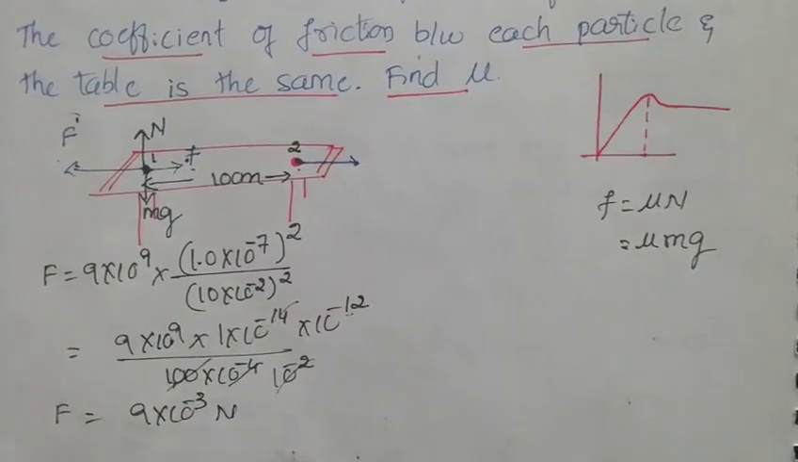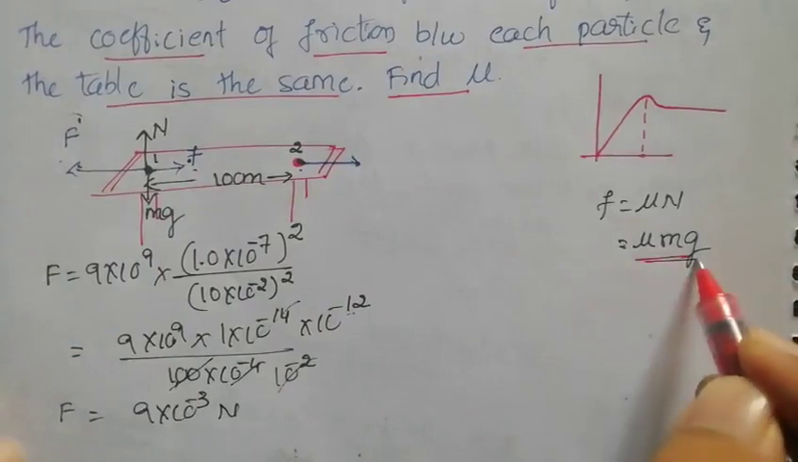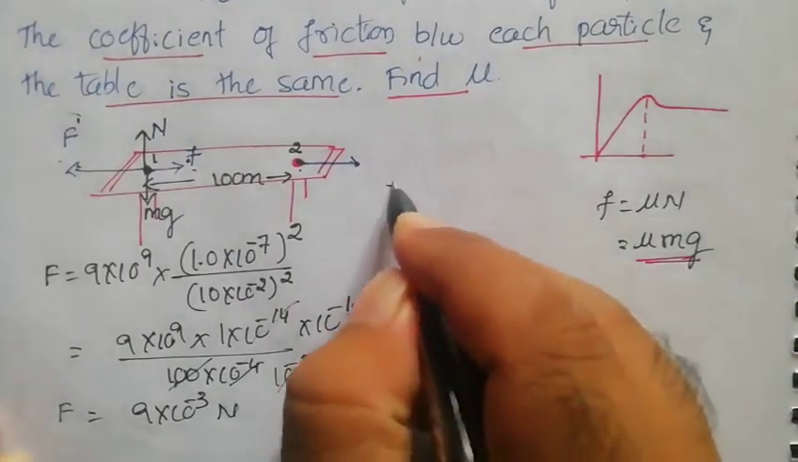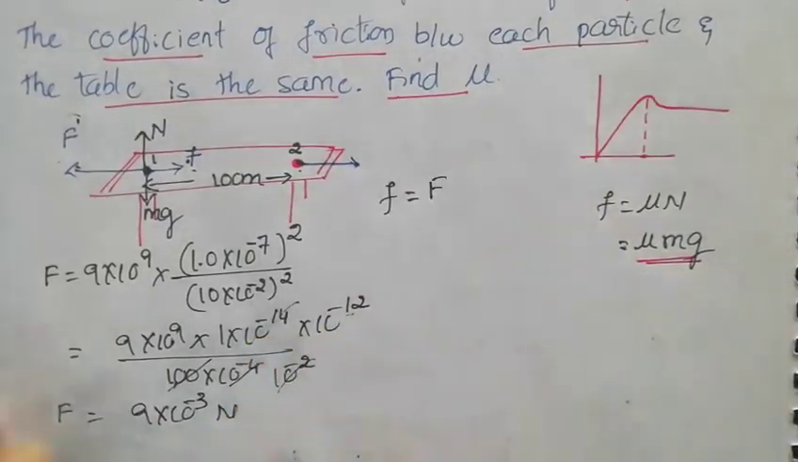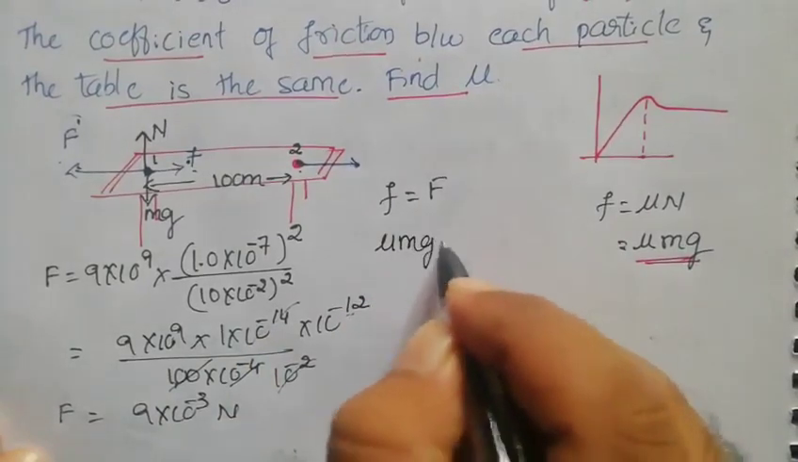So from the diagram we can say that the electrostatic force must be equal to the force of friction. How much do we have for the force of friction? Mu mg. So I can write F, that is simply capital F. So F is mu mg, that is equal to capital F.